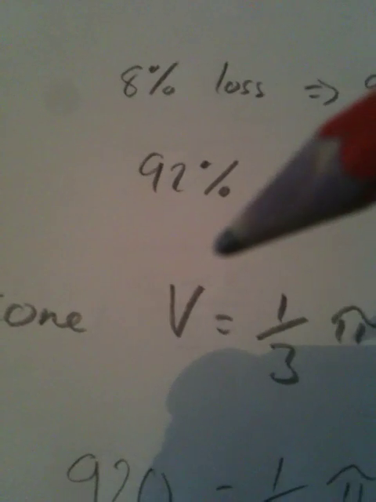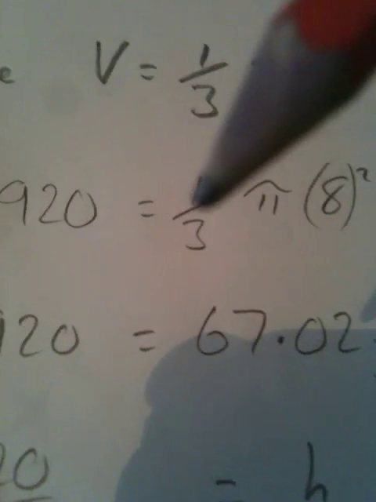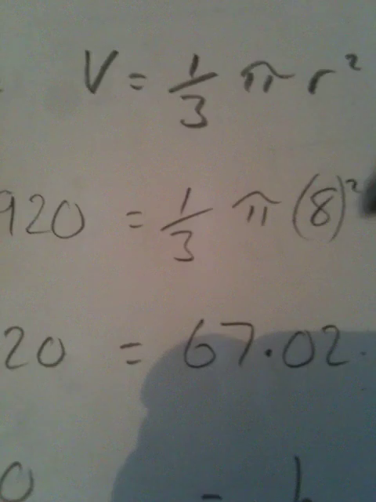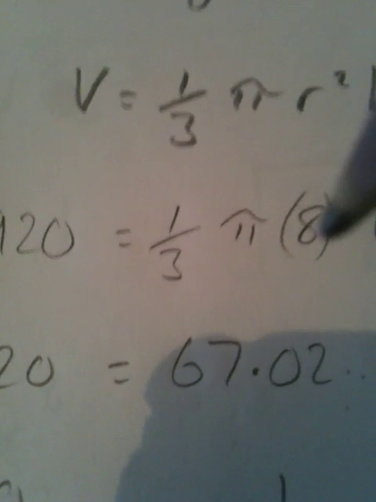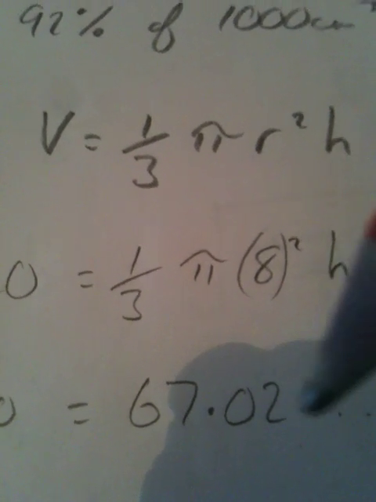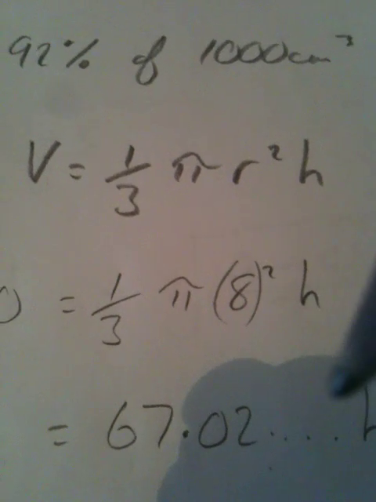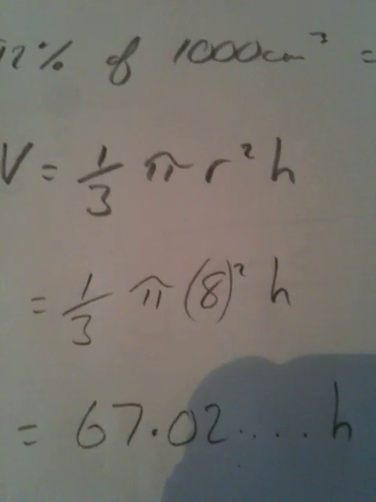That is going to be made into a cone. Volume for a cone, 1/3 pi r squared h. What do we know about the cone? We know the volume, so I'm substituting a 920. We know the radius, so I'm substituting an 8. I know 1/3 is 1/3, I know what pi is, I know what 8 squared is. I'm just going to do this calculation here. So it'll be 67.02 dot dot dot. I've just put down the first 2 digits, dot dot dot, just showing that there's more digits there, times by the height.